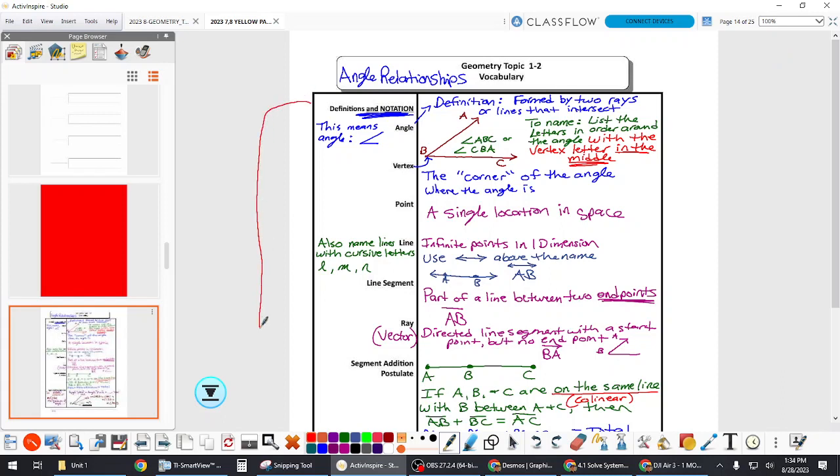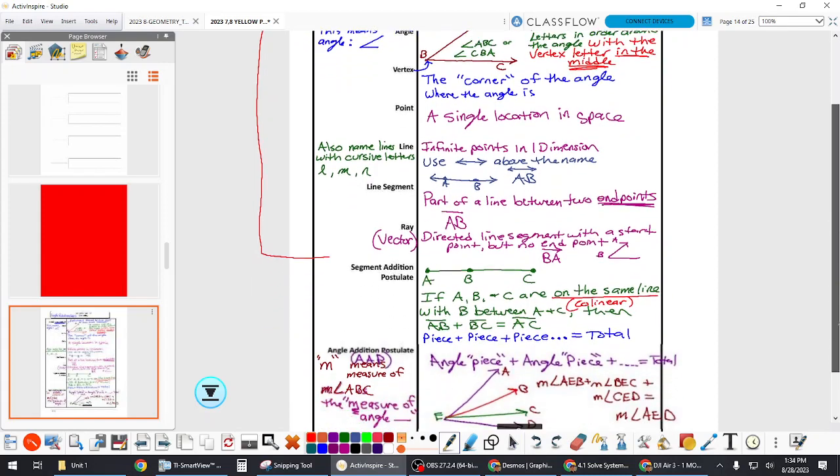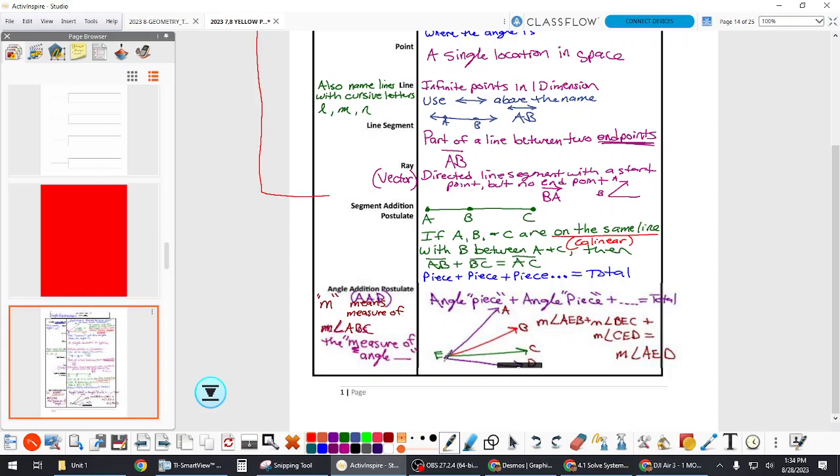From here, clear to here, that was all just vocabulary and helping us establish some notation. Then we wrote down this idea of segment addition, which was piece plus piece plus piece equals total. We didn't write this, I put it on after class, but we did mention it: the angle addition postulate is the same concept as segment addition, only for angles. So it's still piece plus piece plus piece equals the total, right?